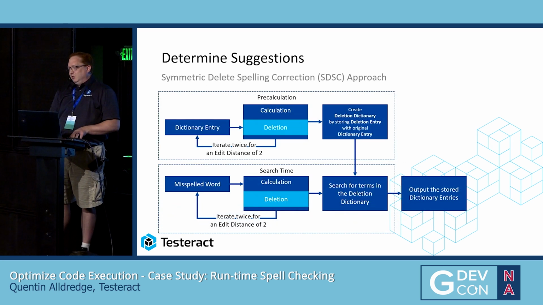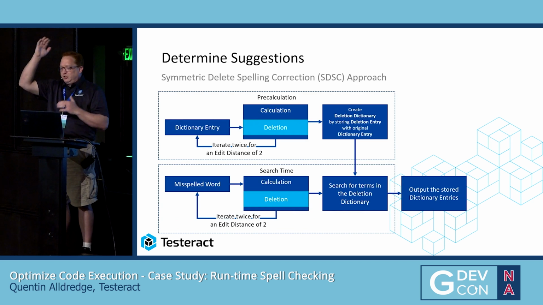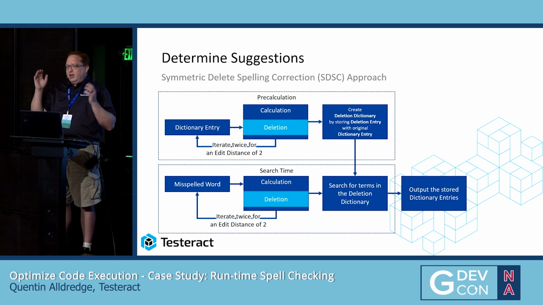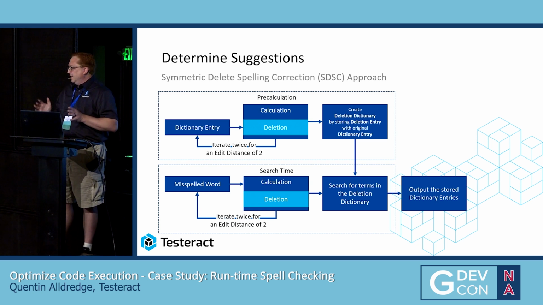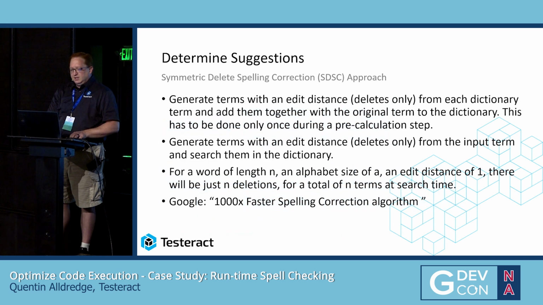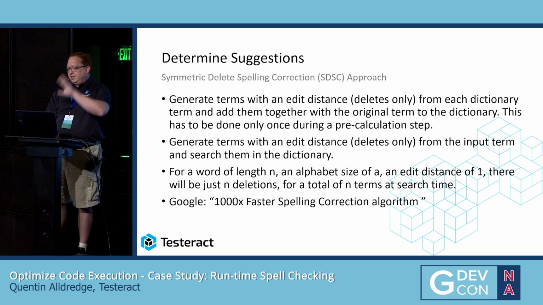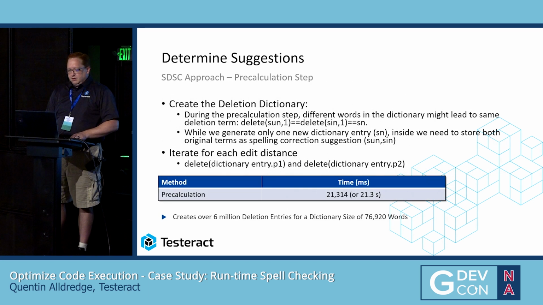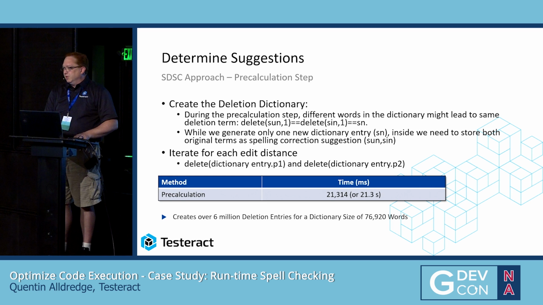So there was this third approach called symmetric delete spelling correction. Instead of doing all four of those steps, you only do the deletion step. And you're going to come up with enough ideas that you're going to come up with a pretty good suggestion list. You can still do this in a pre-calculation step. You could actually cache it depending on your dictionary. So you could cache all the deletions and keep that, and then only process like a user dictionary or something like that. And the pre-calculation step of that only took about 21 seconds.